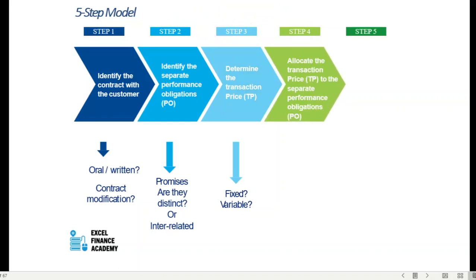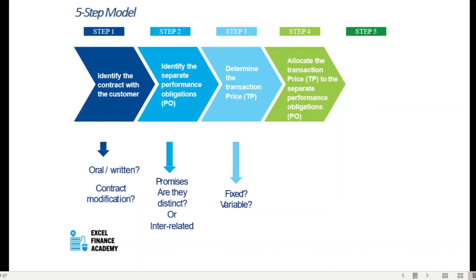The fourth step is to allocate the transaction price. The transaction price can be a combined price for all the performance obligations in the contract. So the fourth step is to allocate the transaction price to separate performance obligations. Why do we do that? Because IFRS 15 requires us to segment the revenue by the source from which we are getting it. There may be the car sale, there may be warranty revenue, for example, and the interest income. All three have to be identified separately.